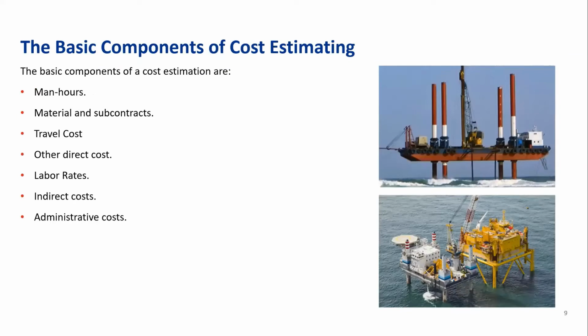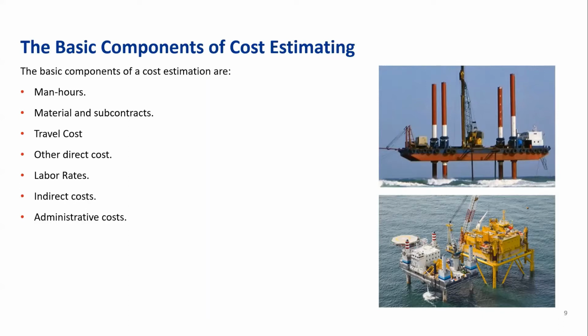The basic components of a cost estimate can be the man hours, the material and subcontracting, travel cost or other direct cost, labor rates, indirect cost, and profit and administrative cost. The man hours are crucial in any cost estimate, and they represent the human effort and time performed by individuals with various degrees of skills, training, and experience. Man hours are usually estimated for each broad labor category of skills.